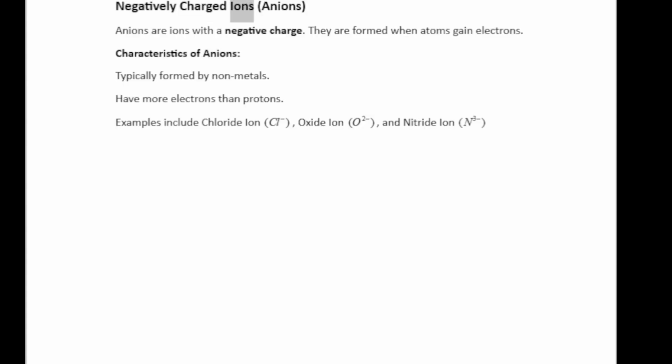Negatively charged ions, anions. Anions are ions with a negative charge. They are formed when atoms gain electrons. Characteristics of anions. Typically formed by nonmetals. Have more electrons than protons. Examples include chloride ion, oxide ion, and nitride ion.